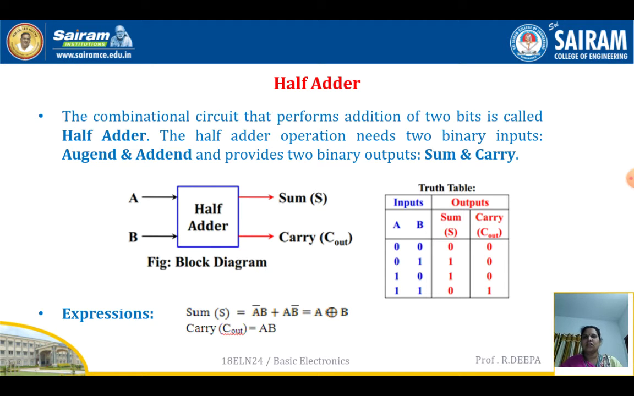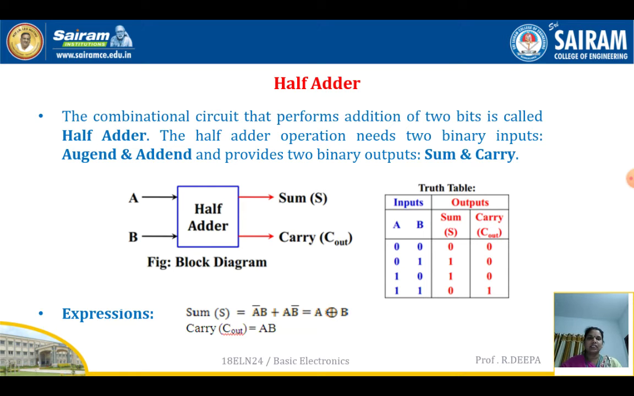We'll name it as a half adder. So half adder operation needs two binary inputs. One input we'll name as A and the other one is B, and it provides two binary outputs, sum and carry. So we have shown the block diagram of a half adder, where we have a block named half adder and the inputs are A and B. So you have to add A and B, and we'll get a result which is named as sum and carry.